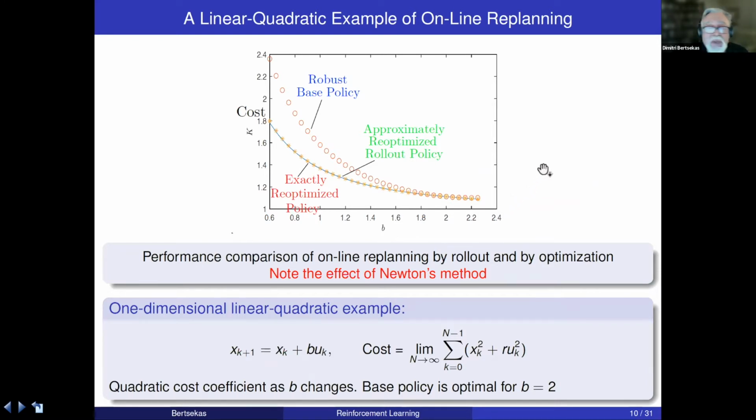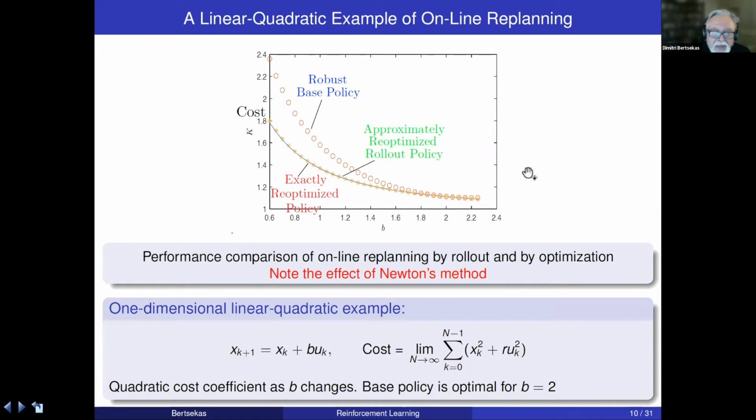Are there any questions here? Professor? Yes. So the exact reoptimized policy and approximately reoptimized rollout policy almost match because we can think of this as Newton's method. This is a quadratic function. So it almost matches. Is that correct?